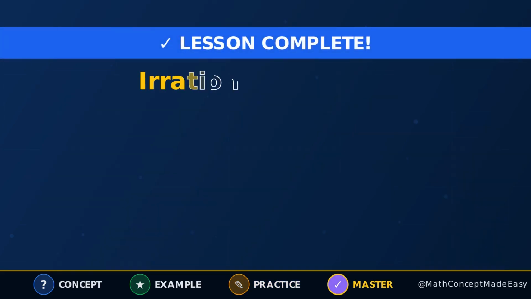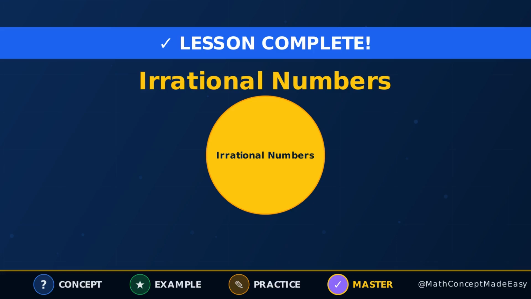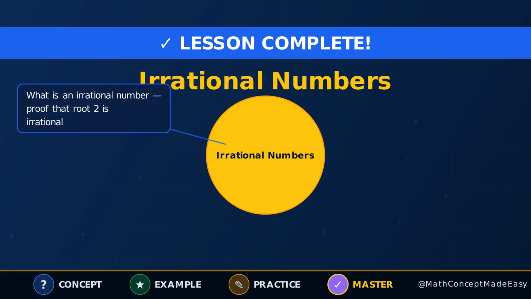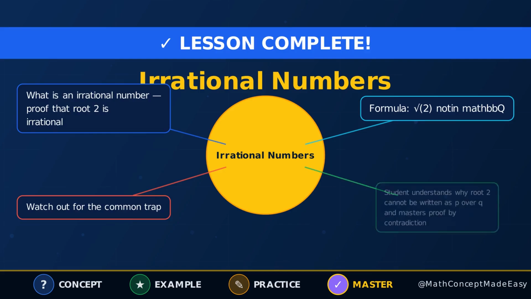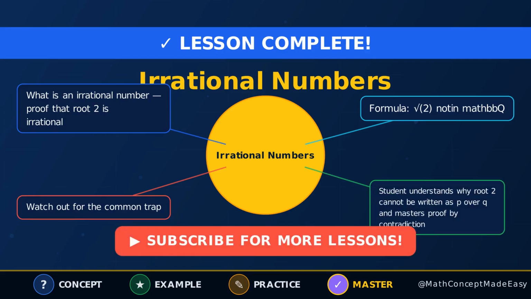Let us bring today's lesson together in one picture. At the center of everything sits irrational numbers. We explored what is an irrational number, and the proof that root 2 is irrational. The one formula to remember is: the square root of 2 is not a rational number. Watch out for the common trap we discussed. And remember our goal: the student understands why root 2 cannot be written as p over q and masters proof by contradiction. Next lesson, decimal expansions, terminating and non-terminating recurring decimals.